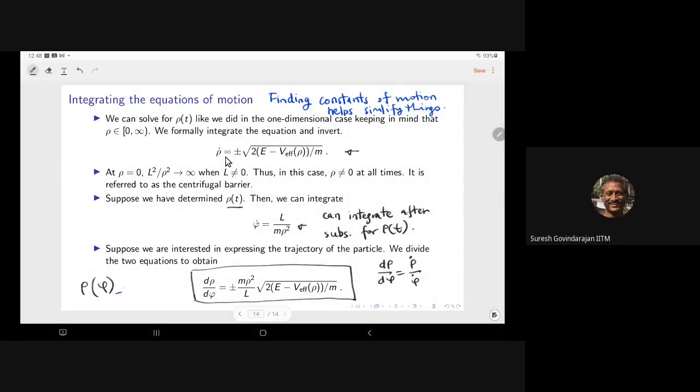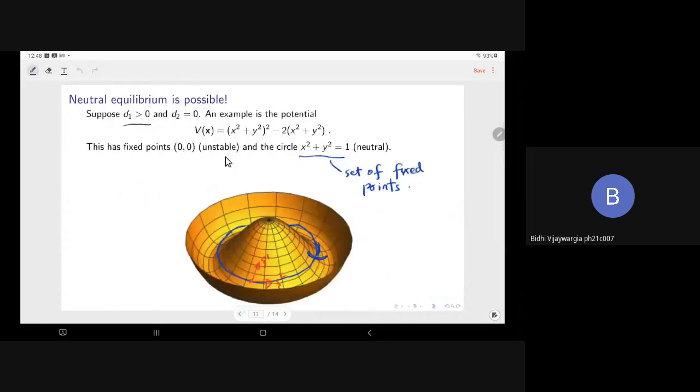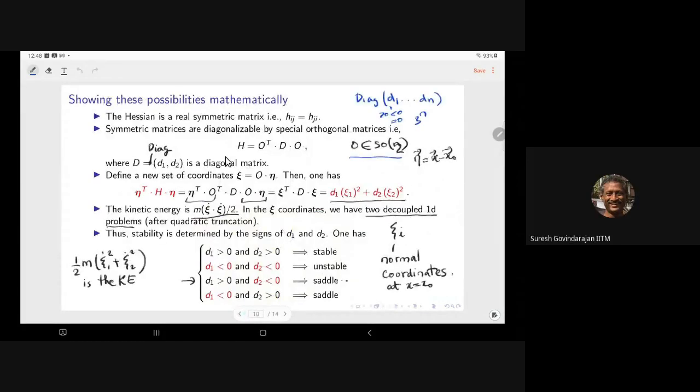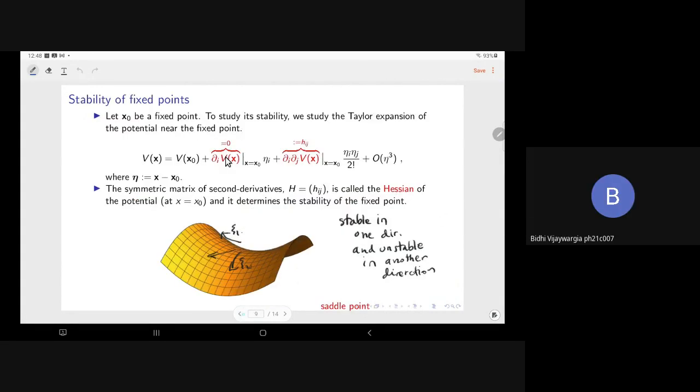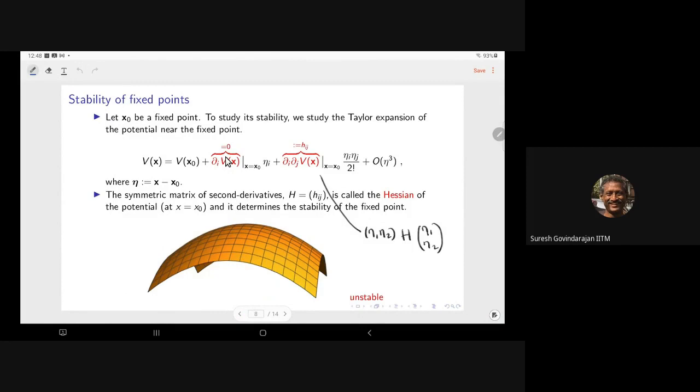Sir, the part where you have written eta transpose into H into eta, can you explain that once again? So eta transpose H eta, that is the quadratic piece. That you agree, right? This term you understand, no? I was asking about this term itself, why we have done. That is this term, no? That is this term.